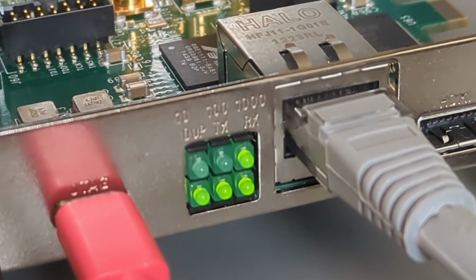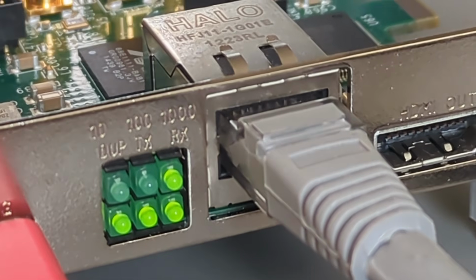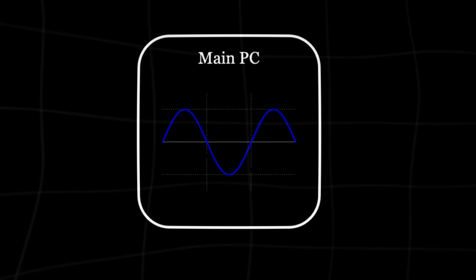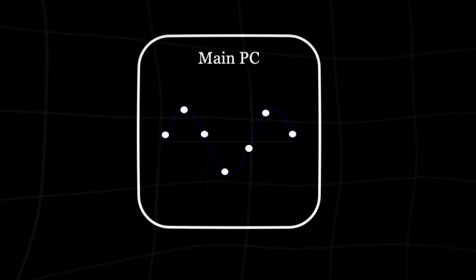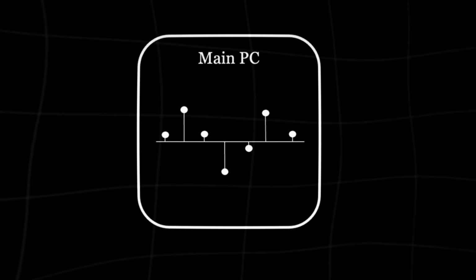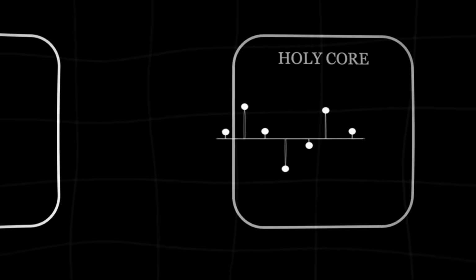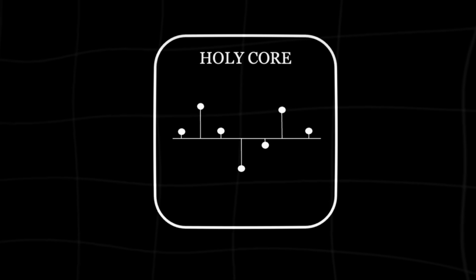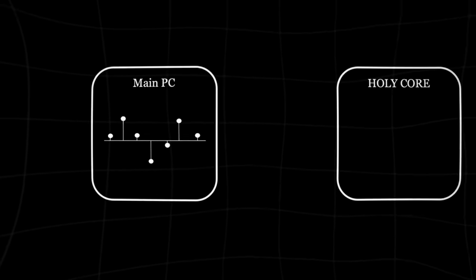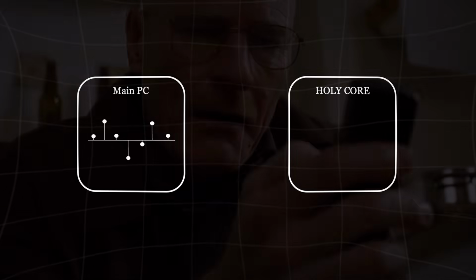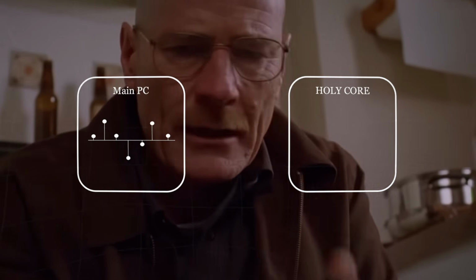But I wanted to push a little further. What would happen when this thing talks to the outside world? The idea was simple. Generate a waveform on my main PC, sample the said waveform point by point, send each and every point via Ethernet to the Holy Core, which is the name of my CPU, and then the Holy Core should send the exact same samples back. But of course, nothing about this is simple.